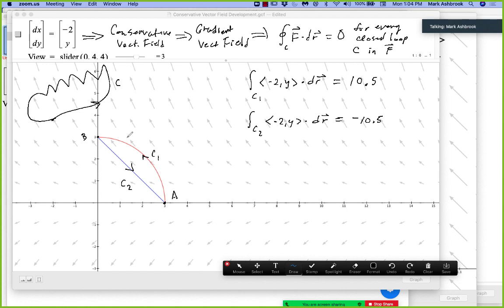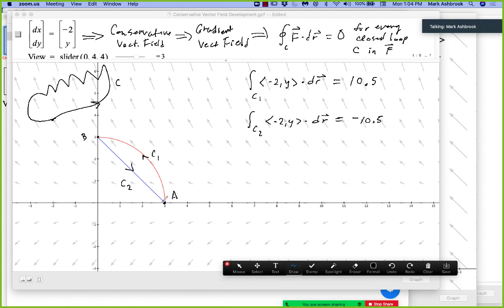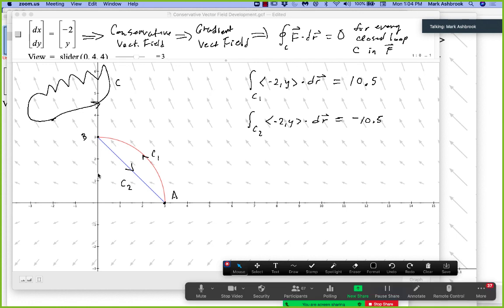And since it closes the loop of C1, then going around that loop has to be 0, and so C2 would have to have the equal and opposite value to C1 in order for that closed loop to have a line integral of 0, a circulation value of 0. So does it make sense that heading back from B to A has to give negative 10.5? Should make sense. And that's just an extension of the fact that every closed loop in this conservative vector field will have a circulation value of 0.